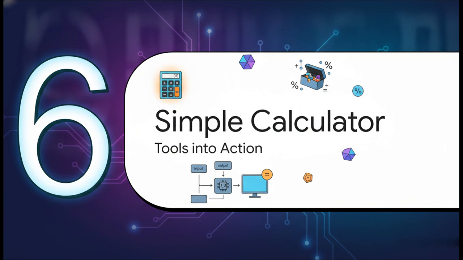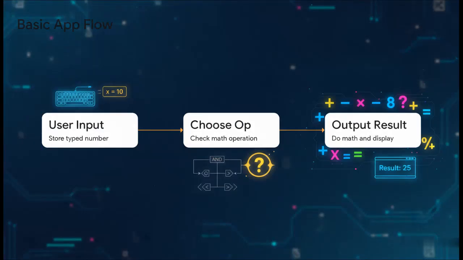And finally, Section 6, Building a Simple Calculator, putting our new coding tool belt into action. Building a basic app like this takes just 3 simple steps. Step 1, we use a variable and an assignment operator to store a number that the user types in. Step 2, we use an if statement combined with comparison operators to check which math operation they actually want to perform. And step 3, we apply our arithmetic operators to do the math and then just output the result. Honestly, it is really that elegant. It just goes to show how totally accessible application building can be once you really understand those core logic verbs.